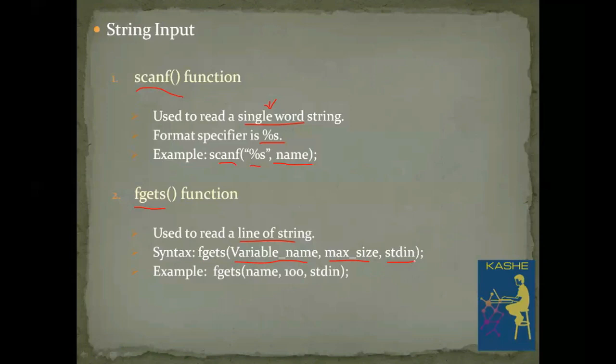Stdin represents the standard input device, that is keyboard. That means this fgets will now accept the input characters from the keyboard. This is the example I am considering here. fgets name is the variable, character array variable we have. 100 is the maximum size, the maximum of 100 characters you want to read. And then the third one is stdin.